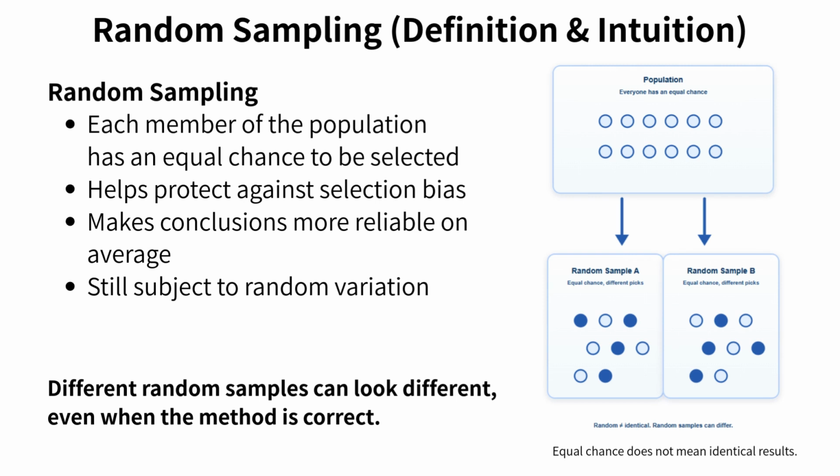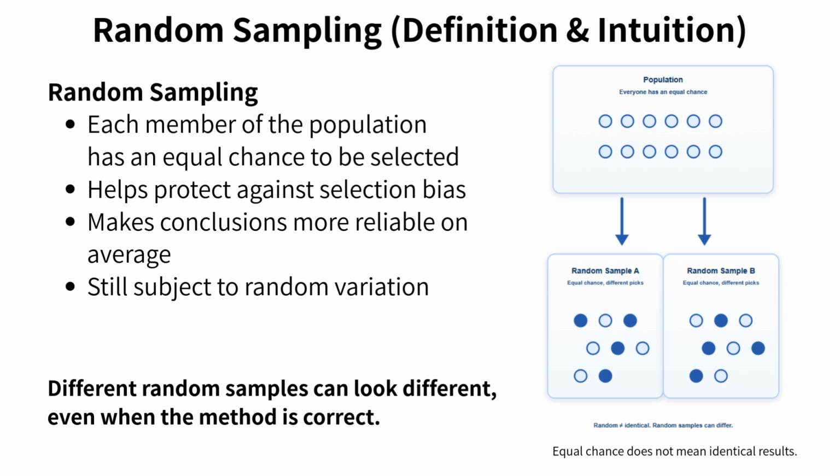In random sampling, every member of the population has an equal chance of being selected. This phrase, equal chance, is the key signal you should always look for on the SAT. Look at the diagram on the right. From the same population, two different random samples were drawn. Sample A and Sample B. Even though both used proper random selection, they ended up looking quite different from each other.